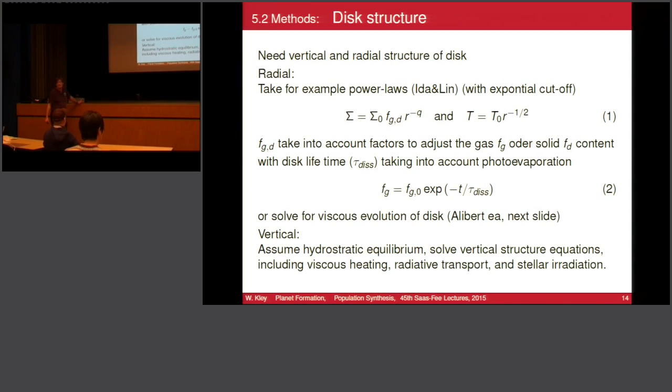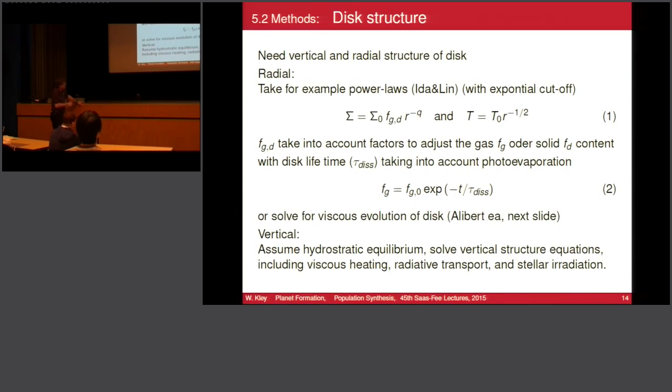So you just have an exponential decline of the disk density with a certain dissipation timescale, which you can vary then from, let's say, 1 million years to 10 million years and so on. Or you solve for the viscous evolution of the disk. I will show this on the next slide.